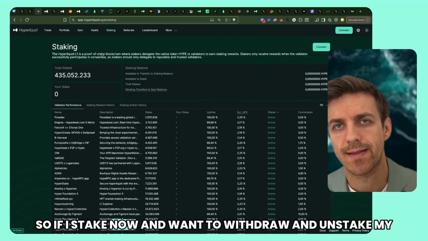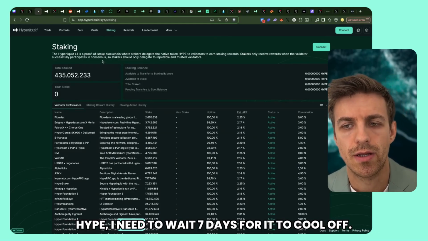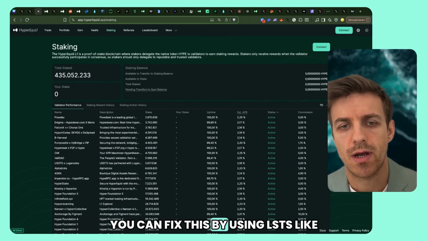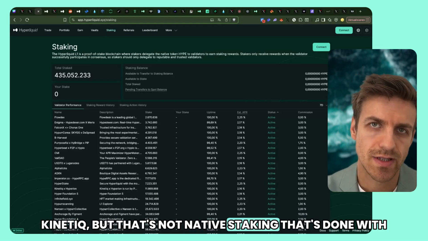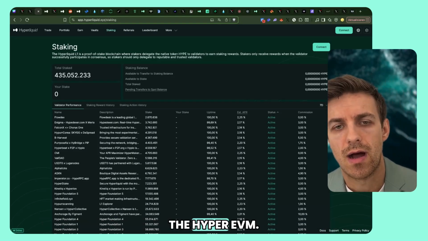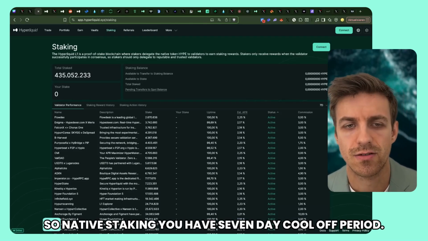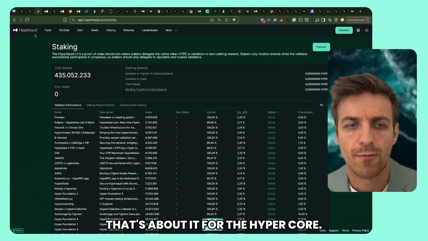So if I stake now and want to withdraw and unstake my Hype, I need to wait 10 days for it to cool off. You can fix this by using LSTs like Kinetic, but that's not native staking. That's done with the HyperEVM. So yeah, that's coming later. So for native staking, you have a 7-day cool-off period. That's about it for the HyperCore.